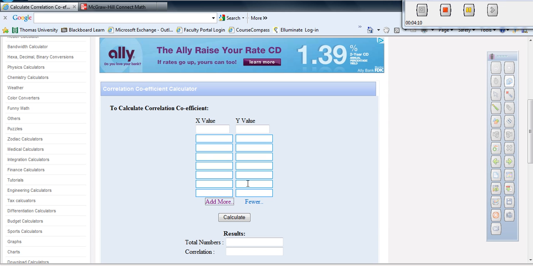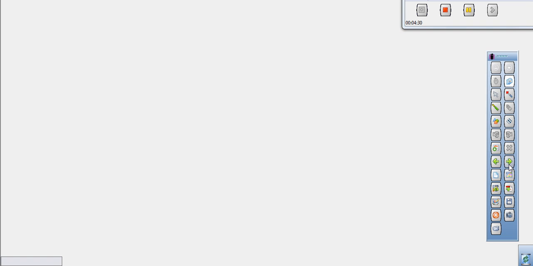I've already done this calculation, so basically now you would type those numbers in. I'll just type in a few so you can see. Hit tab, 521, tab, 17, tab, 84.8, tab, and you would just keep on going. Once you get them all in, you'd hit calculate. But I already have that calculated, so let's go to that screen.